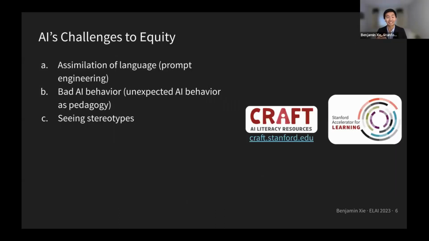Briefly, just the things that keep me up at night in terms of challenges AI has to achieving educational equity is homogenization or assimilation of language and culture. Hopefully by now you've heard of prompt engineering and how you have to use this alchemy of language to make generative AI tools like ChatGPT or DALL-E spit out the outputs we want.